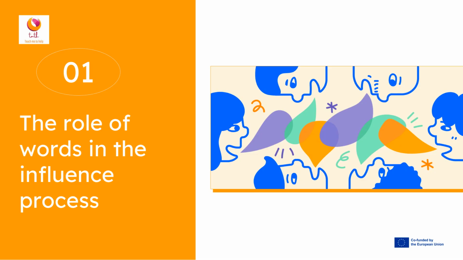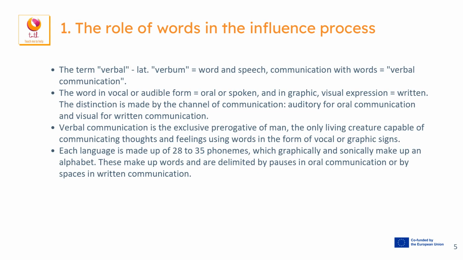1. The role of words in the influence process. The term verbal, Latin verbum, means word and speech. Communication with words equals verbal communication. The word in vocal or audible form equals oral or spoken, and in graphic, visual expression equals written. The distinction is made by the channel of communication, auditory for oral communication and visual for written communication.